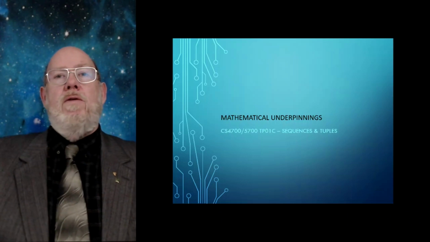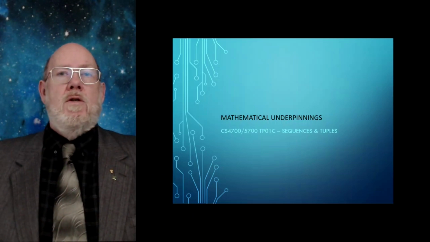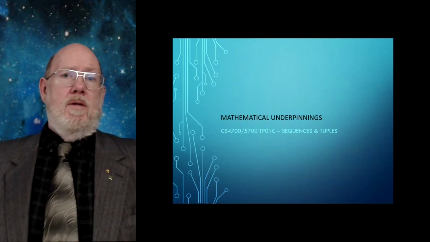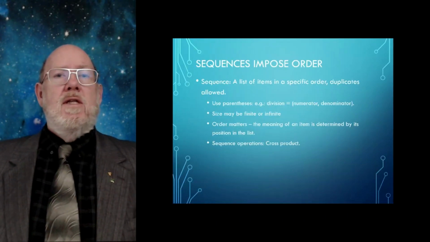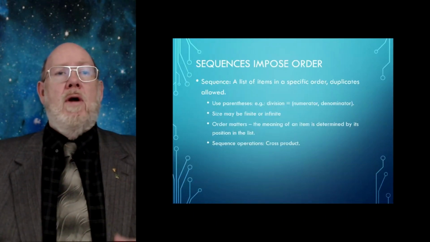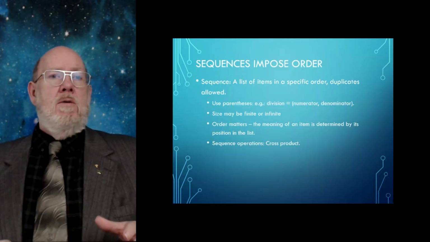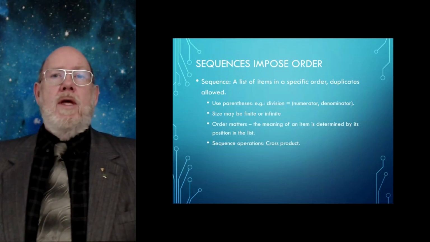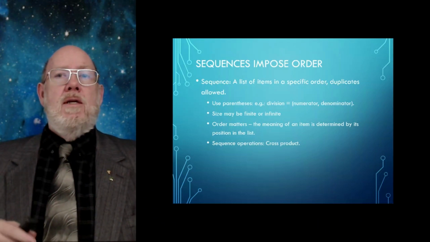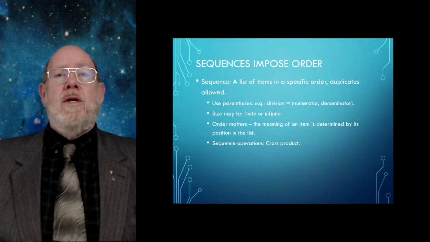The next item in our review of the mathematical underpinnings for this course are sequences and tuples. A sequence is a list of items in a specific order and in which duplicates are allowed. These two things separate a sequence from a set. We normally indicate a sequence by enclosing the items in parentheses.